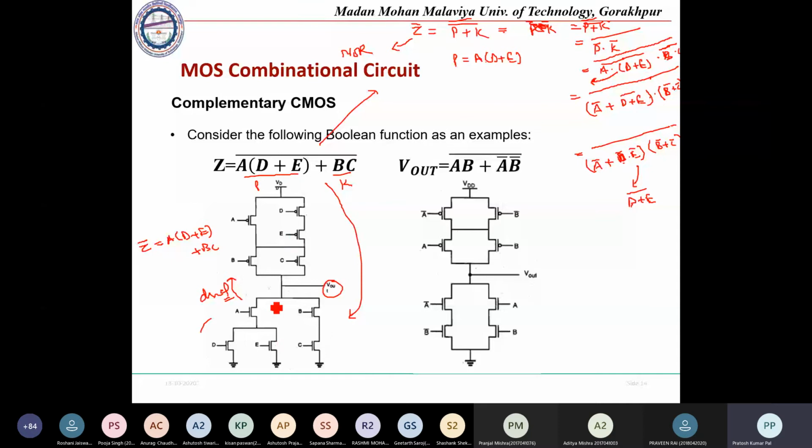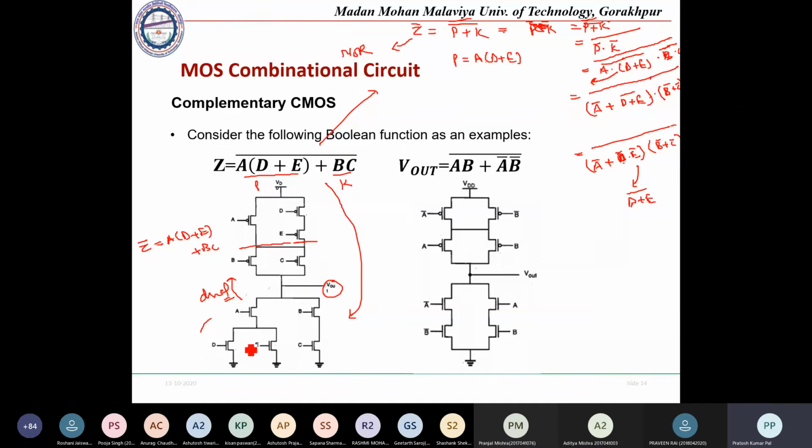So this implementation will be in series with this one. So this implementation was in series. So this complete one is in series with this, another series, another this is in series. Okay, this was in series. So here it will be in parallel.